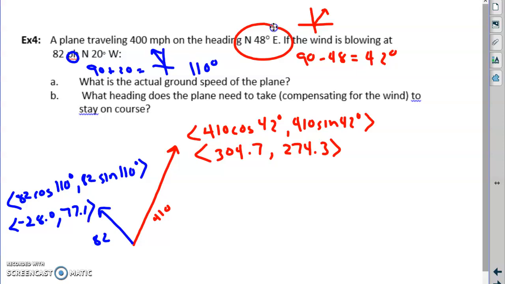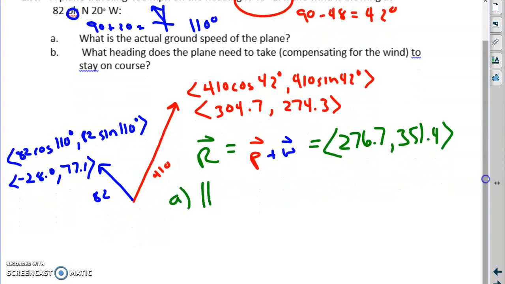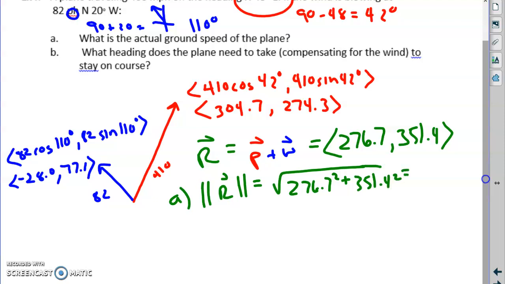I now want to find the resultant, which we've done a lot now. Resultant equals plane plus wind, x plus x, y plus y. The resultant's component form is 276.7, comma, 351.4. Ground speed is the magnitude of the resultant. Square root of 276.7 squared plus 351.4 squared. When all said and done, 447 miles per hour. The wind actually did speed us up a little bit, more of a tailwind than a headwind.